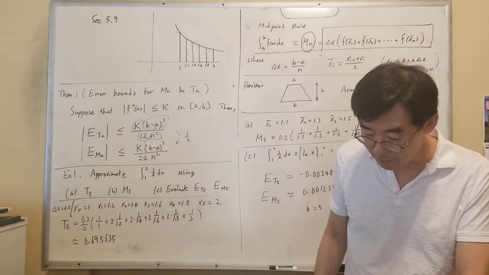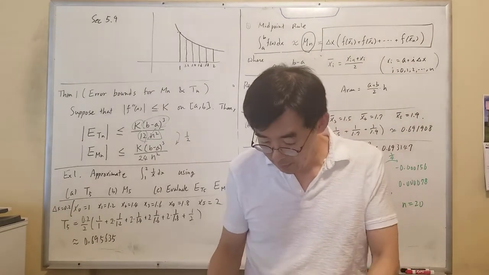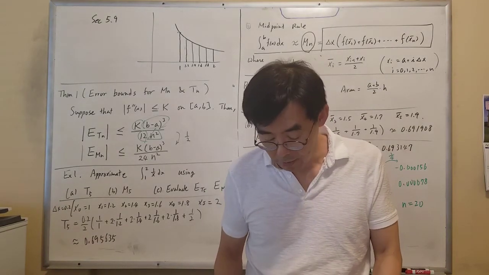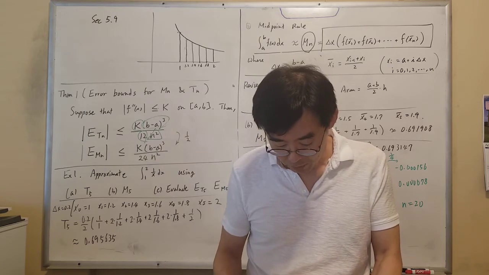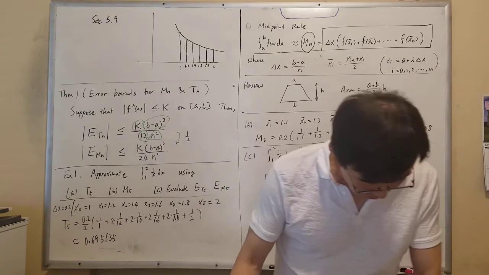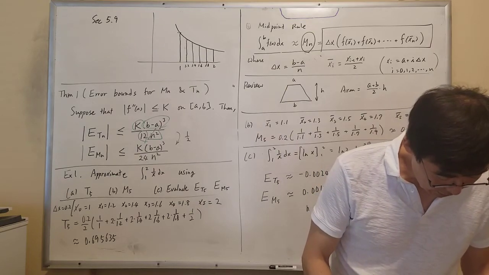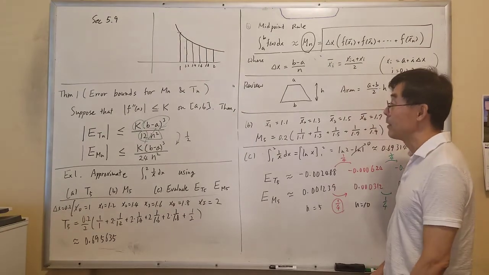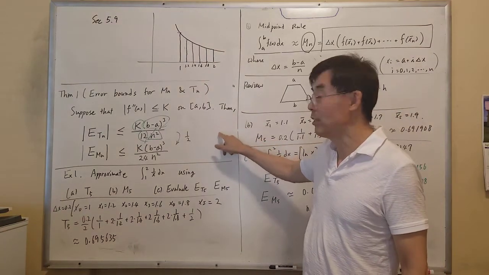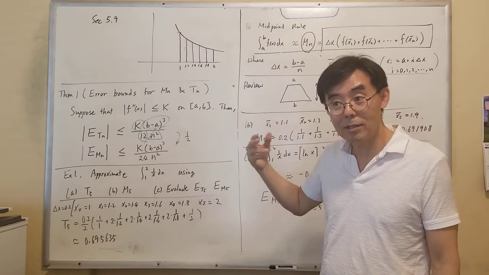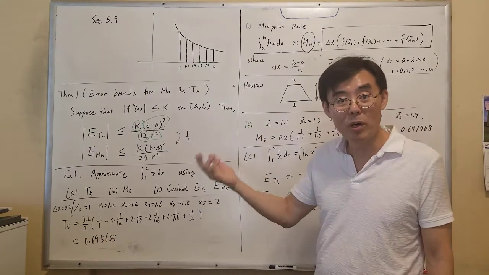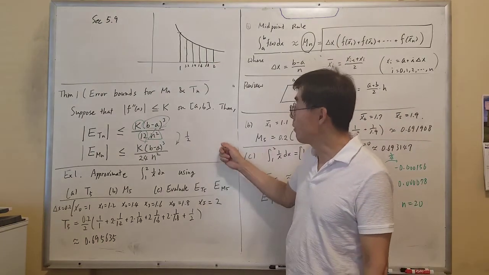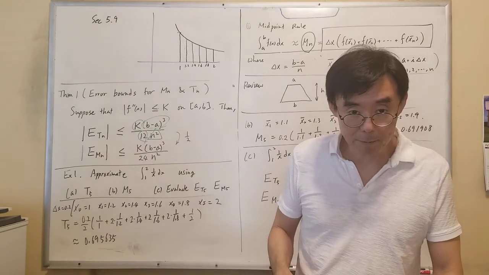Actually, the next method, we call it Simpson's rule, based on quadratic approximation, is far better. That will be around 1/n to the 4th. So with twice more effort, the error is 1/16 the size. Okay? So we're going to do that one in the second part of section 5.9.